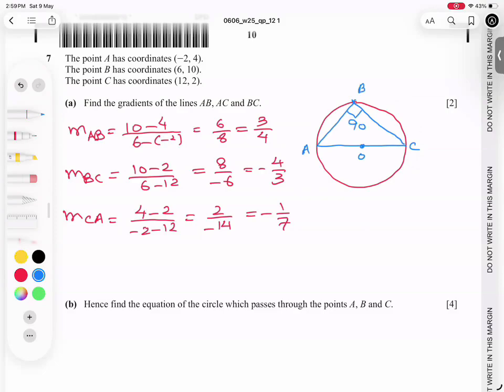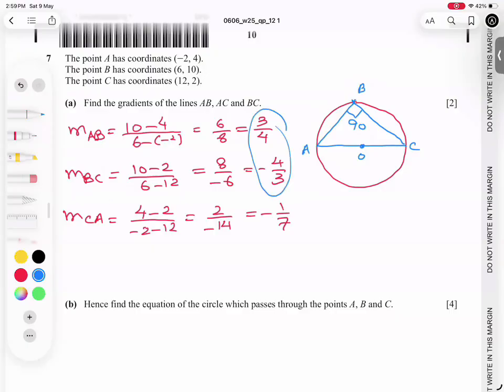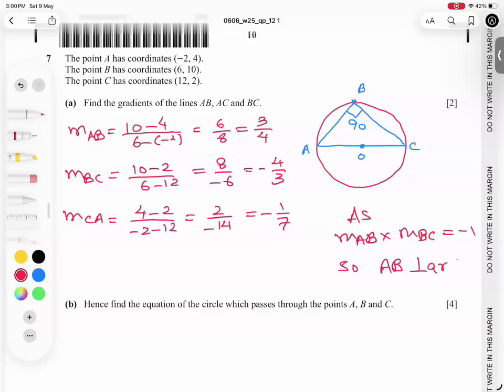How can we know that? Whenever the angle is 90 degrees, look at the gradients, BC gradient and AB gradient. Repeat my words, BC is here, AB is here. If you check the product of the gradients, 3 cancels, 4 cancels, and we get -1. It means the product of them is -1. So we can say clearly that the gradient of AB times the gradient of BC is equal to -1. So AB is perpendicular to BC.